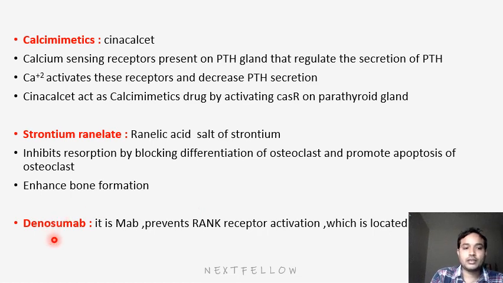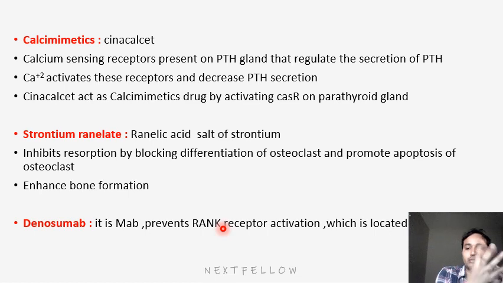Next group is denosumab. Denosumab is a monoclonal antibody. Here the main thing is they act on RANK receptors. This RANK receptor is mainly located on osteoclast. How do they activate? RANK ligand is different, RANK receptor is different. RANK ligand is produced from the osteoblast. When the body has hypocalcemia, this RANK ligand gets activated. It will come and bind on the RANK receptor. So when this receptor is located on osteoclast, obviously osteoclast will get activated.